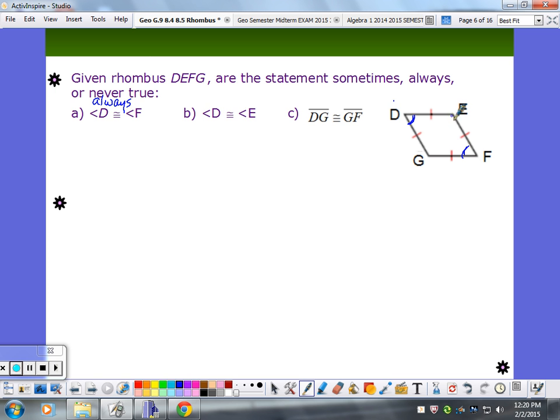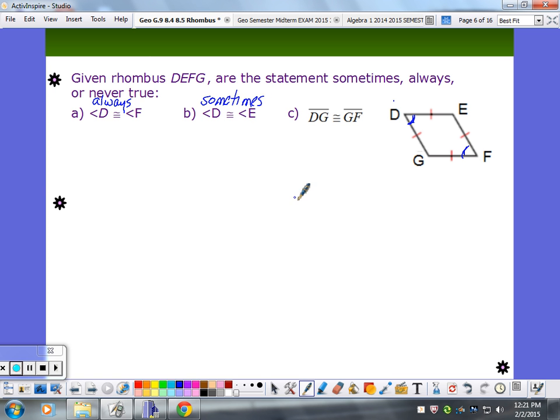How about angle D and angle E? Are they congruent? Sometimes, always, never. What do you think about that? Sometimes. Sometimes. How come? They certainly don't appear to be. So we know they're supplementary, that's all we know. For them to be congruent, you would get a square. They'd both be 90, but they don't have to be, so that's a sometimes.